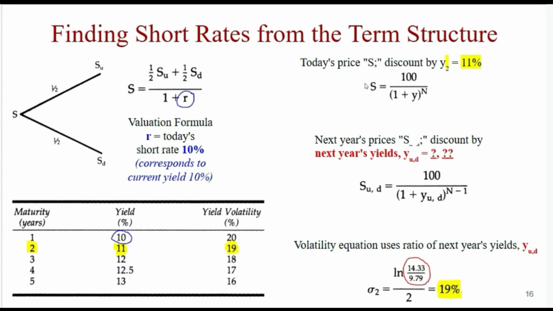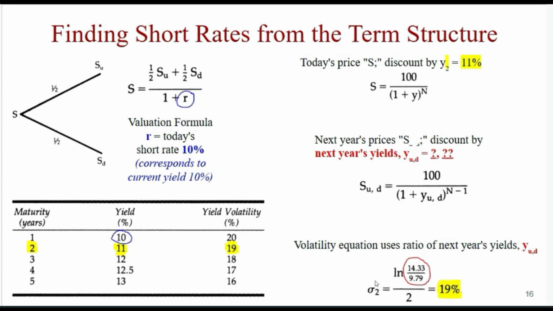And that would correspond to the market yield of Y2 equal to 11%. Second, these intermediate yields, Y sub U and Y sub D, when entered into the volatility equation here, have to result in a volatility of 19%. As mentioned earlier, the equation is based on the assumption that the short rate is log normal with a volatility that depends only on time.